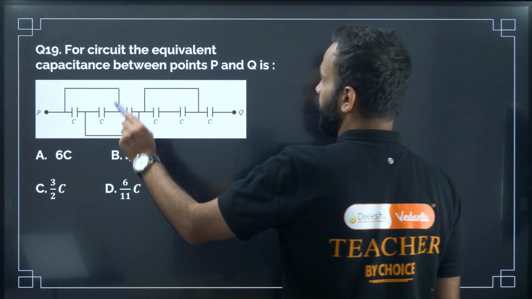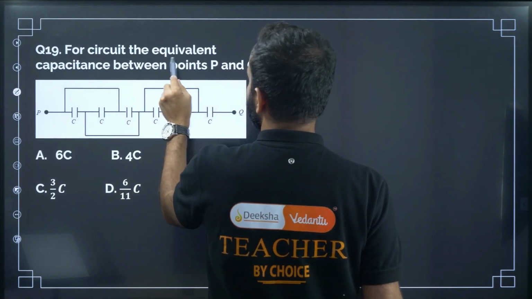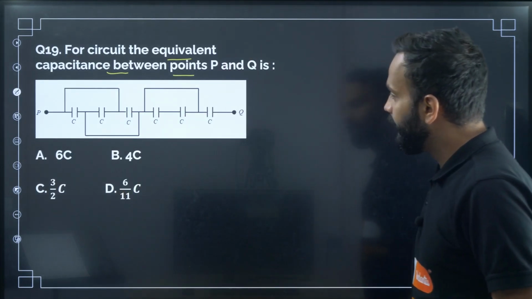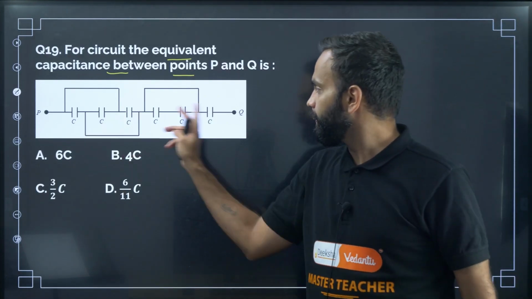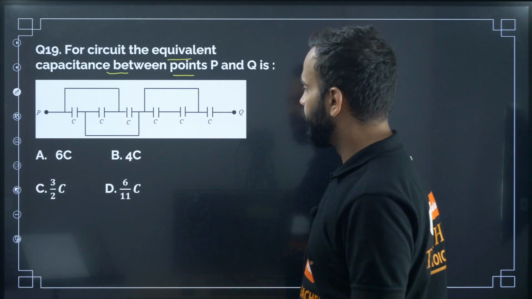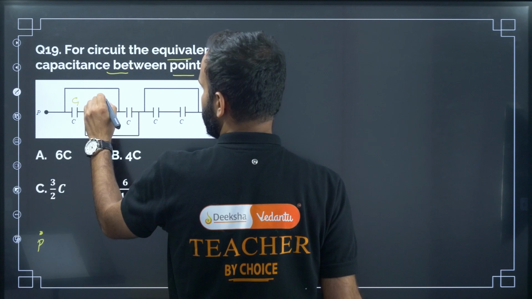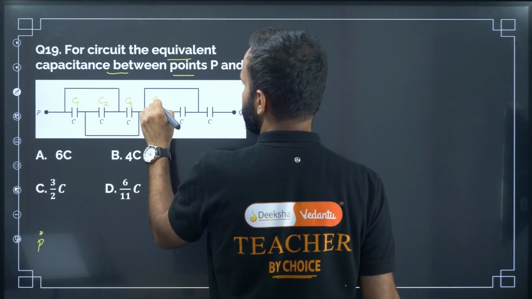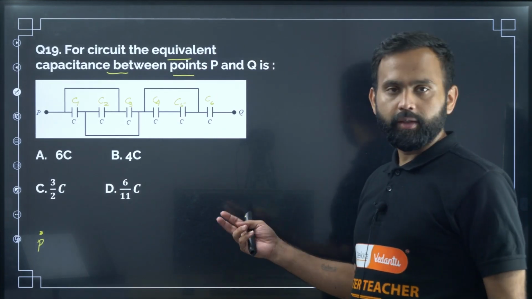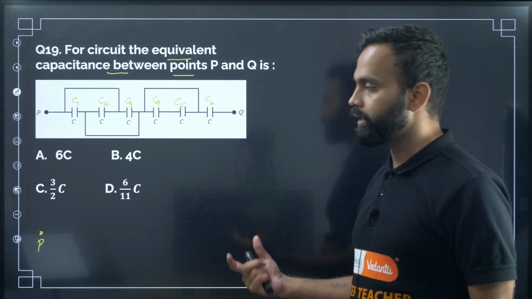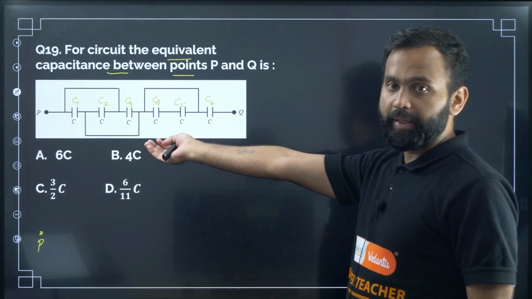Question number 19. For a circuit, the equivalent capacitance between points P and Q is. We need to find the equivalent capacitance between P and Q, and let us redraw this circuit diagram. So this is point P. This is C1, C2, C3, C4, C5 and C6. All of them have capacitance C.